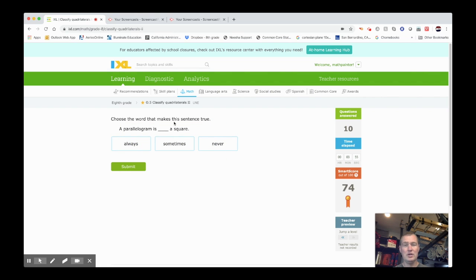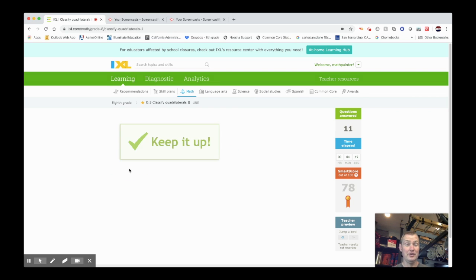Choose a word that makes a sentence true. Ooh, we get to fill in the blank. All right. A parallelogram is either always, sometimes, or never a square. Oh, so a parallelogram sometimes can be a square. So basically, a parallelogram, it can be a square, but most parallelograms are not. So sometimes on that one.